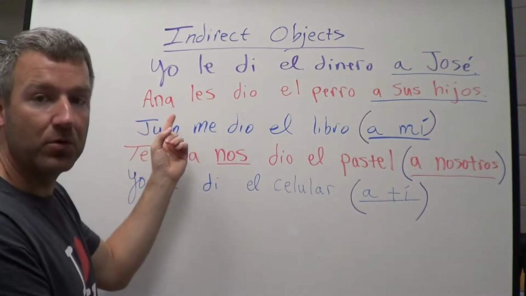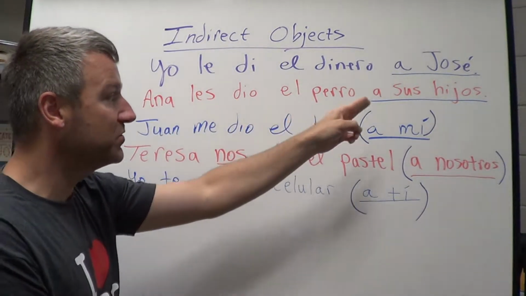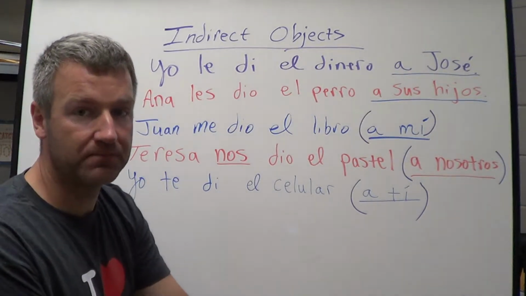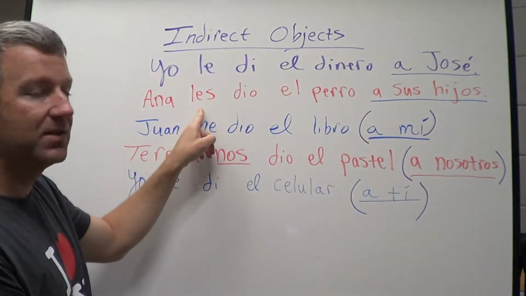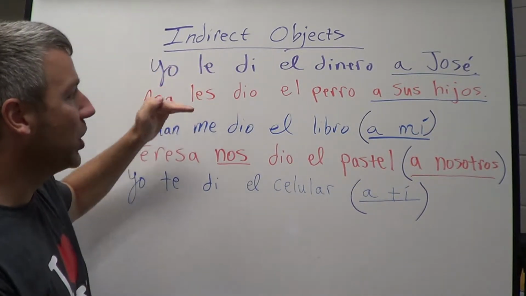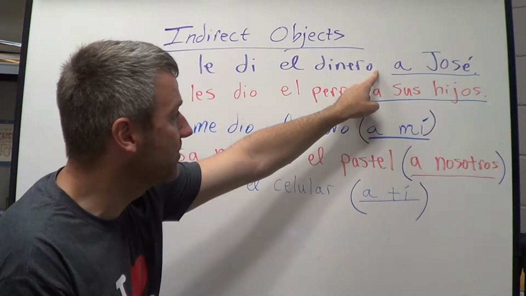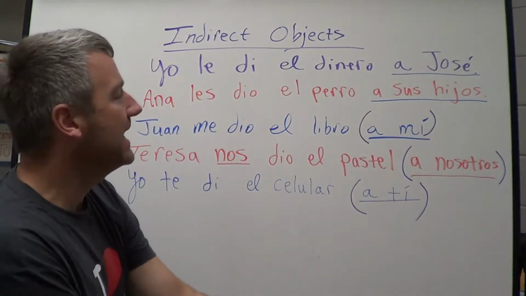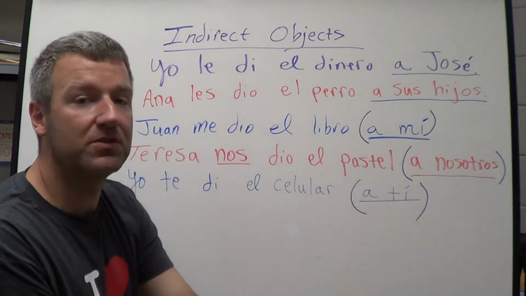In the second example, I've given you a plural form. Ana les dio el perro a sus hijos. So Anna gave the dog to her children. Again, the a sus hijos refers all the way back to les, so that even though these sentences are completely grammatically correct, if I ended with a period right after dinero, or if I ended a period right after perro, they would still be vague. They would be very ambiguous. You wouldn't know who is being referred to.